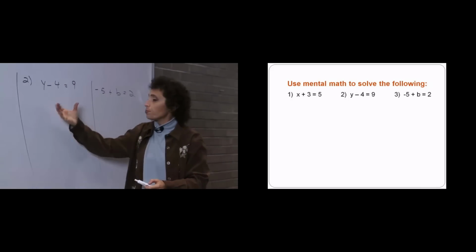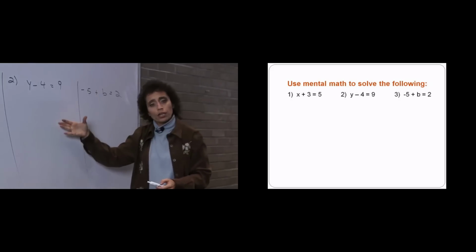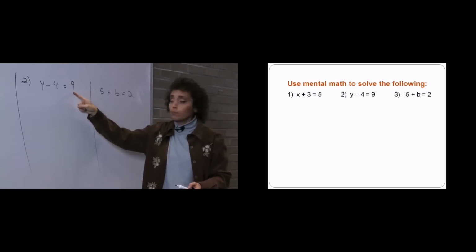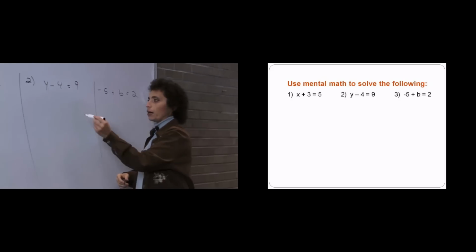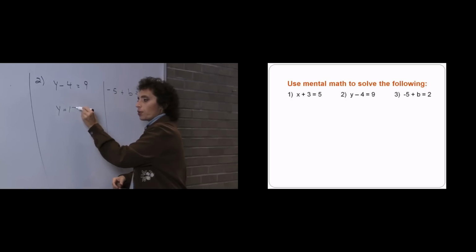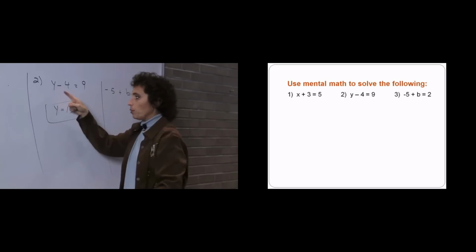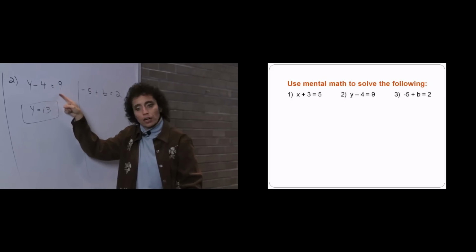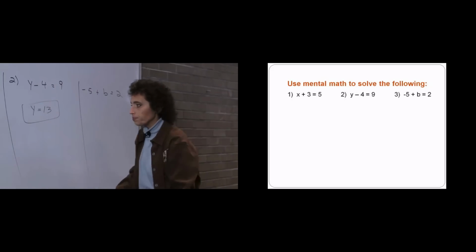Let's look at number 2. Something minus 4 equals 9. Well, that means it's got to be bigger than 9. In fact, it's got to be 4 bigger than 9 if you think about it. So y is 13 because 13 minus 4 will give me back 9. So that's the solution to that equation.